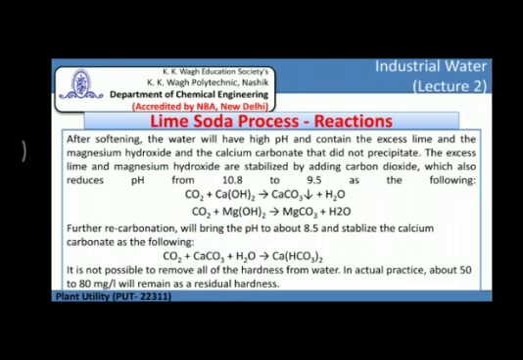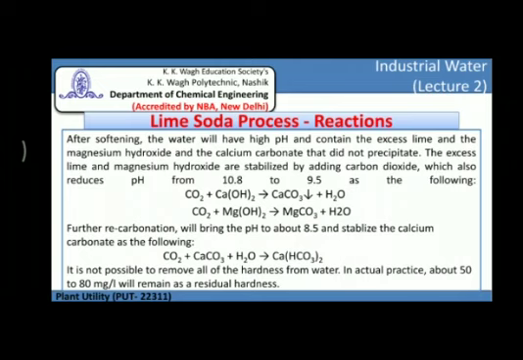When the reaction between the carbon dioxide and calcium hydroxide occurs, it forms calcium carbonate, which is in undissolved form, and the water molecule. And when this carbon dioxide reacts with the magnesium hydroxide impurity, it forms magnesium carbonate and water.